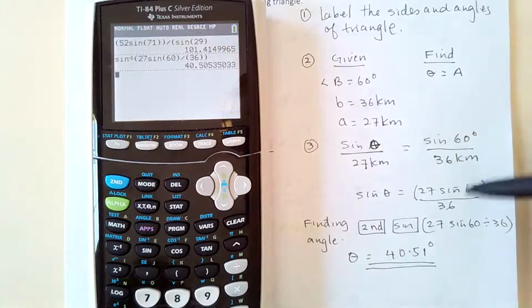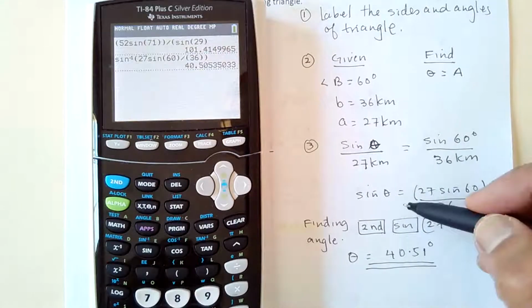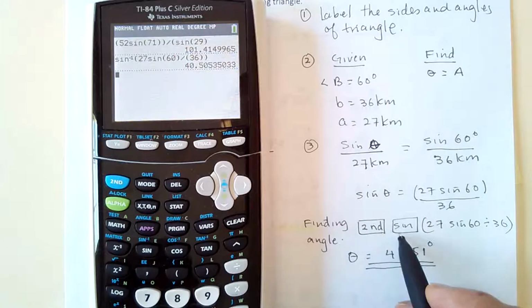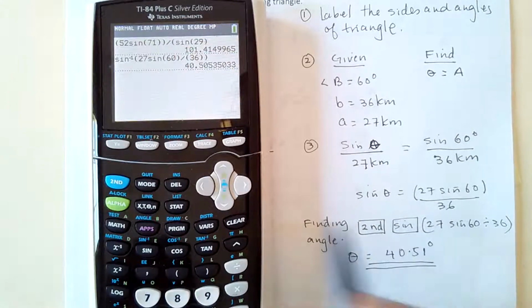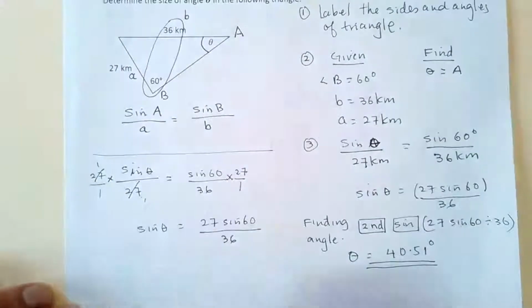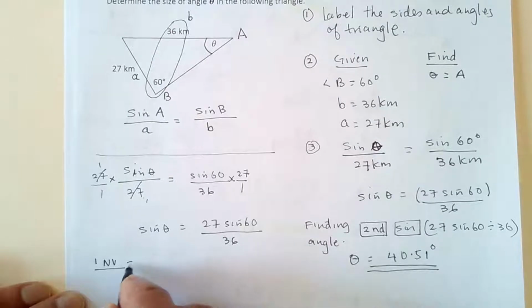So this is the interesting part here. Whenever we're finding the angle, we have to use the inverse button, or in this calculator it is the second button. Some calculators you'll see the INV button, meaning inverse. It's the same as the second button.